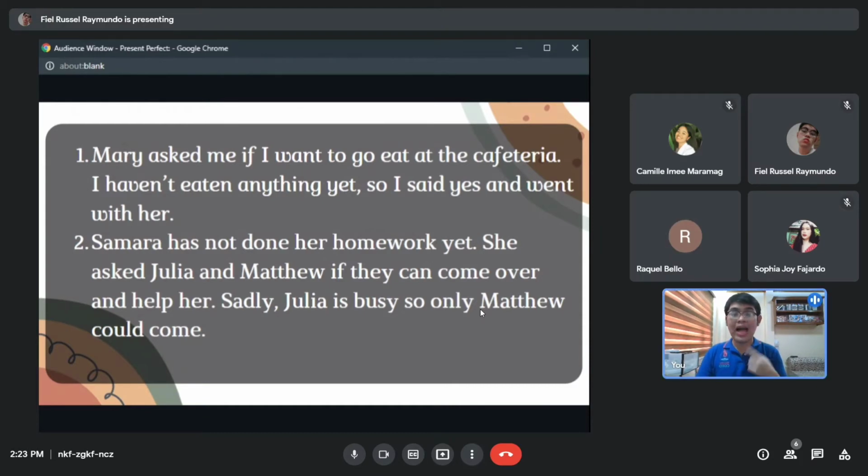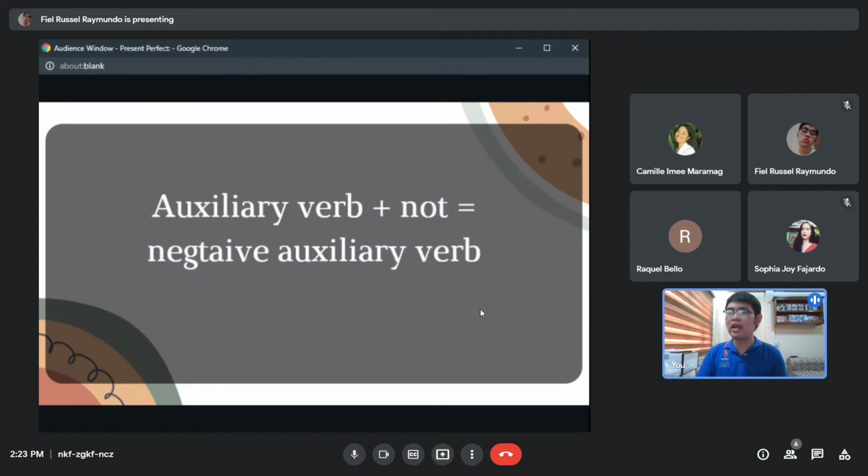Let's get back to Amy. What have you observed? Sir, their auxiliary verbs are negative. How did you say, or how are you able to say that they're negative? Because, sir, they are accompanied by the word not: haven't, and has not. Okay, thank you. Auxiliary verb plus the word not is equal to a negative auxiliary verb.